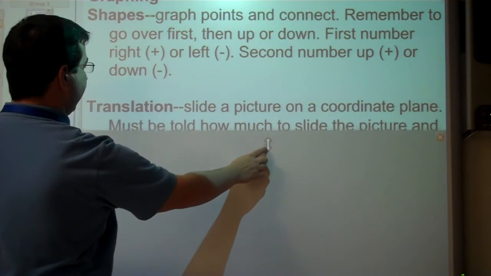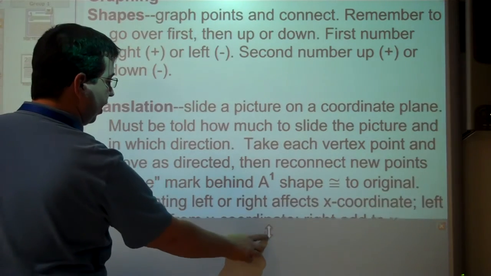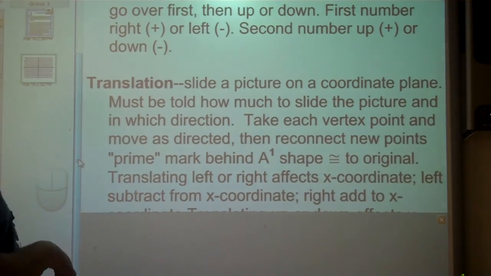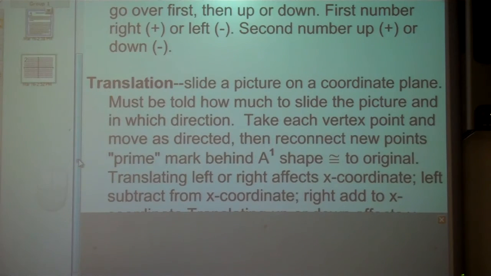The next thing we're going to talk about is the actual translation. Now, a translation, you take a picture and you're going to slide that picture on the coordinate plane. You must be told how much to slide the picture and in which direction. Do you go left? Do you go right? Do you go up? Do you go down? But somebody somehow is going to tell you which way to move this picture where you've connected the dots.